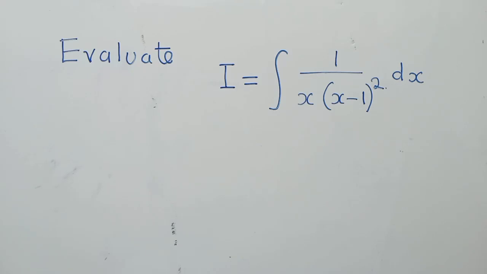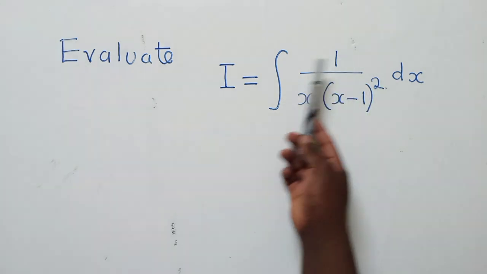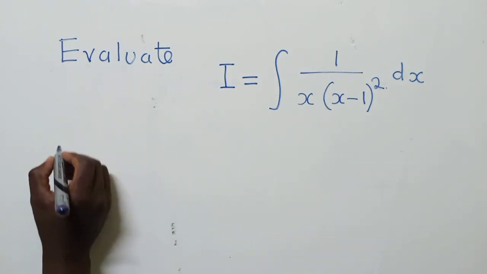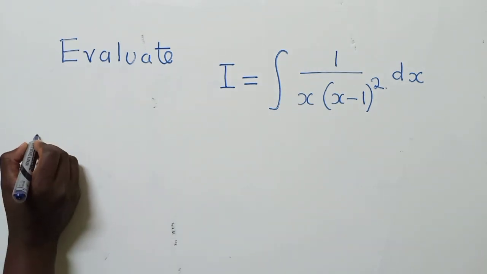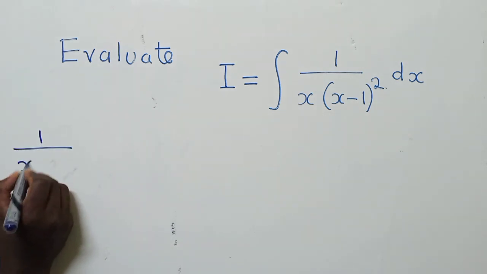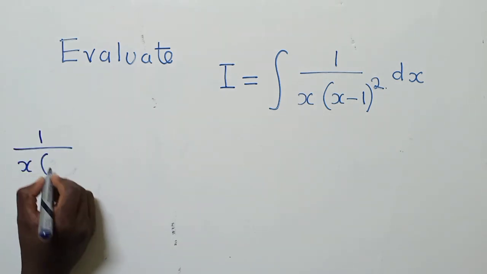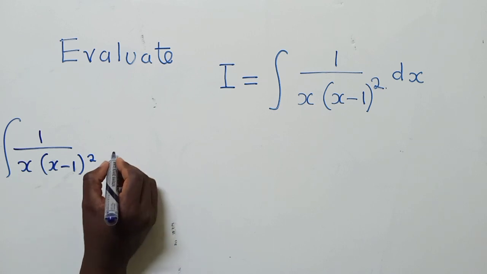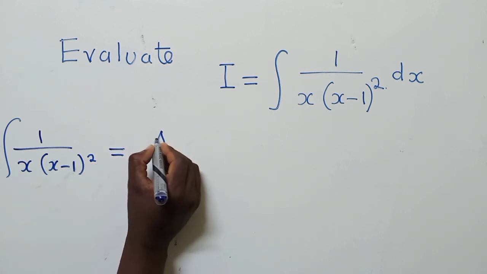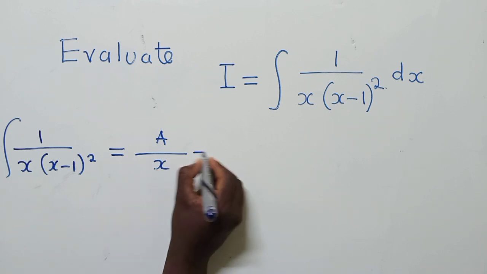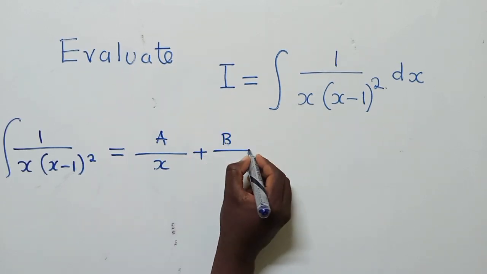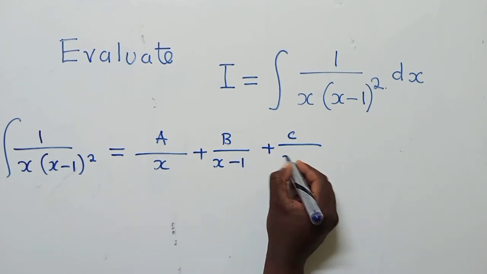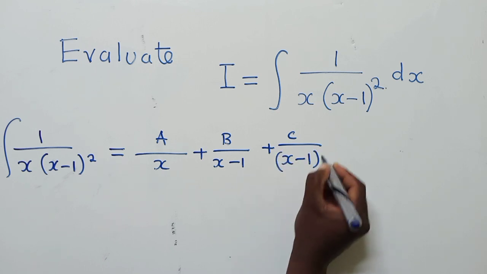This is Sichamba Jacob. We have been given this to evaluate, so we need to integrate it. To integrate this, we're going to say 1 over x times (x minus 1) to the power 2. So we are integrating this one. This will be equal to A over x plus B over x minus 1 plus C over (x minus 1) to the power 2.